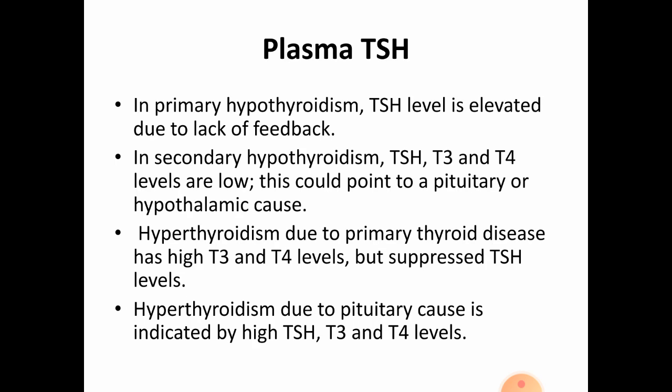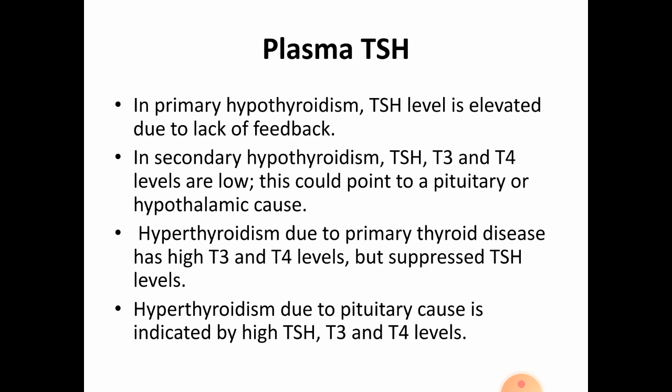Next one is plasma TSH, thyroid stimulating hormone. In primary hypothyroidism, the TSH level is elevated due to lack of feedback. In secondary hypothyroidism, the TSH, T3 and T4 levels are low. This could point to a pituitary or hypothalamic cause. In primary hypothyroidism, TSH level is elevated. In secondary hypothyroidism, TSH, T3, T4 levels are low, either due to a hypothalamic or pituitary cause.